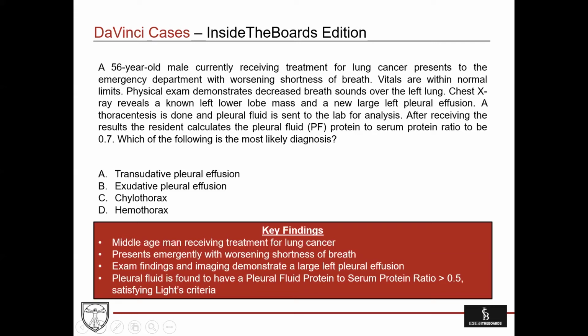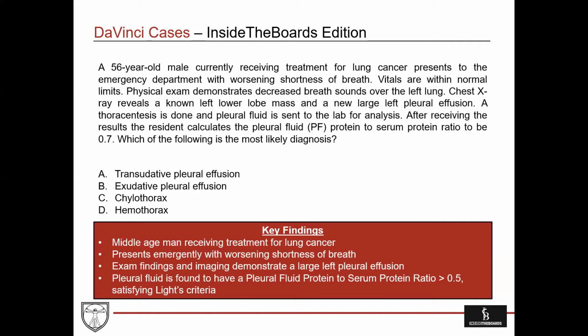So, the option choices that we have are A, transudative pleural effusion, B, exudative pleural effusion, C, chylothorax, and D, hemothorax. So going back to the stem, taking a quick look at what is really prominent in this question. This is a middle-aged man receiving treatment for lung cancer. So he's known to the hospital system. He's now coming in for worsening shortness of breath. That could either be due to the mass growing, but in this case, it's due to the new large left pleural effusion, which is found on imaging.